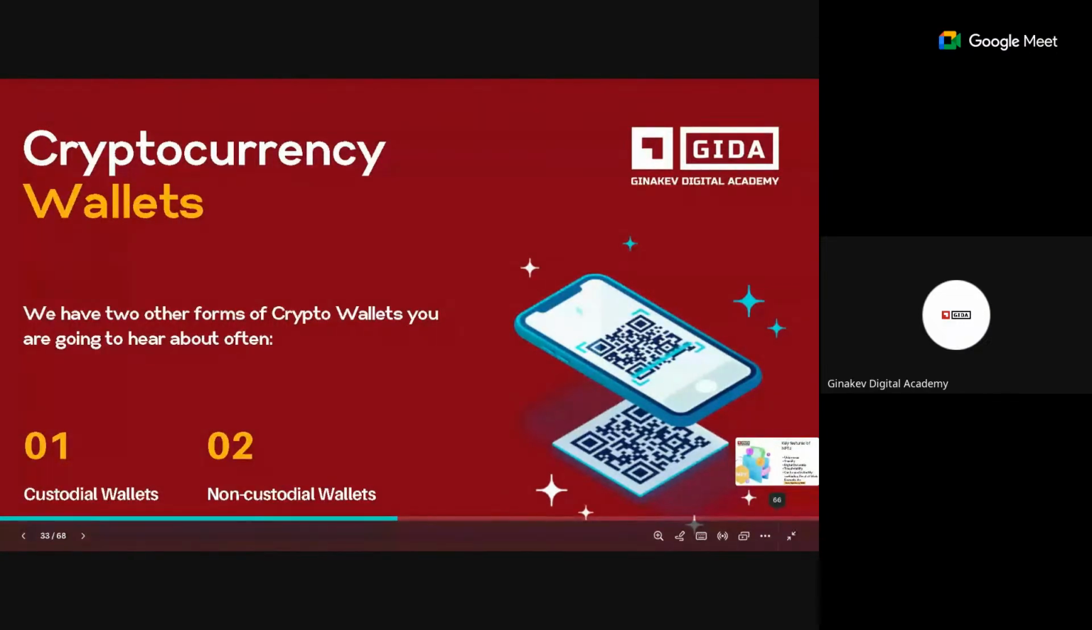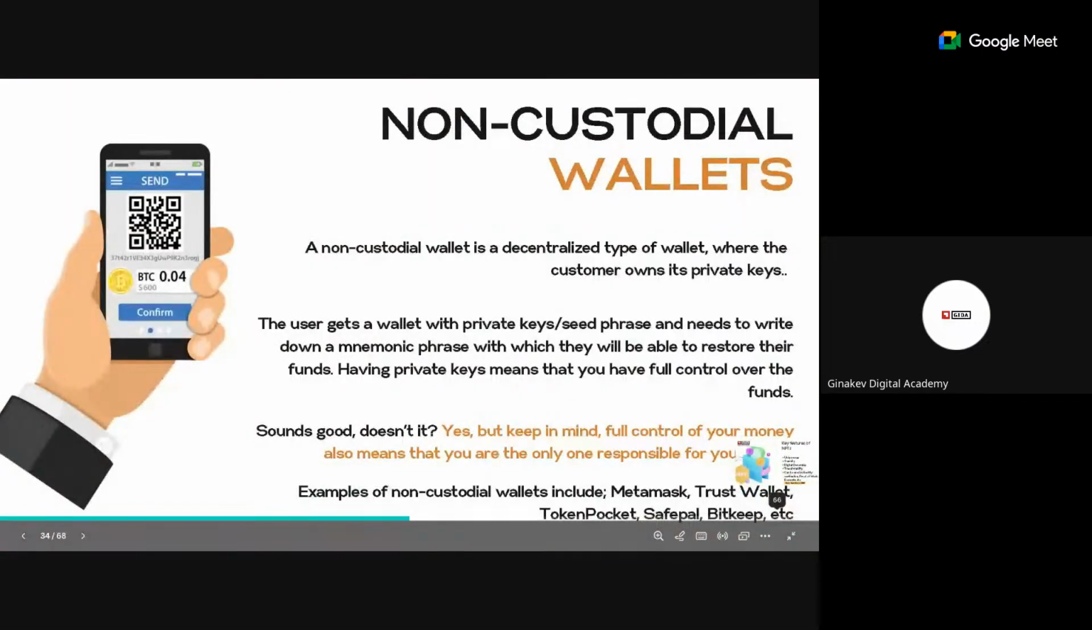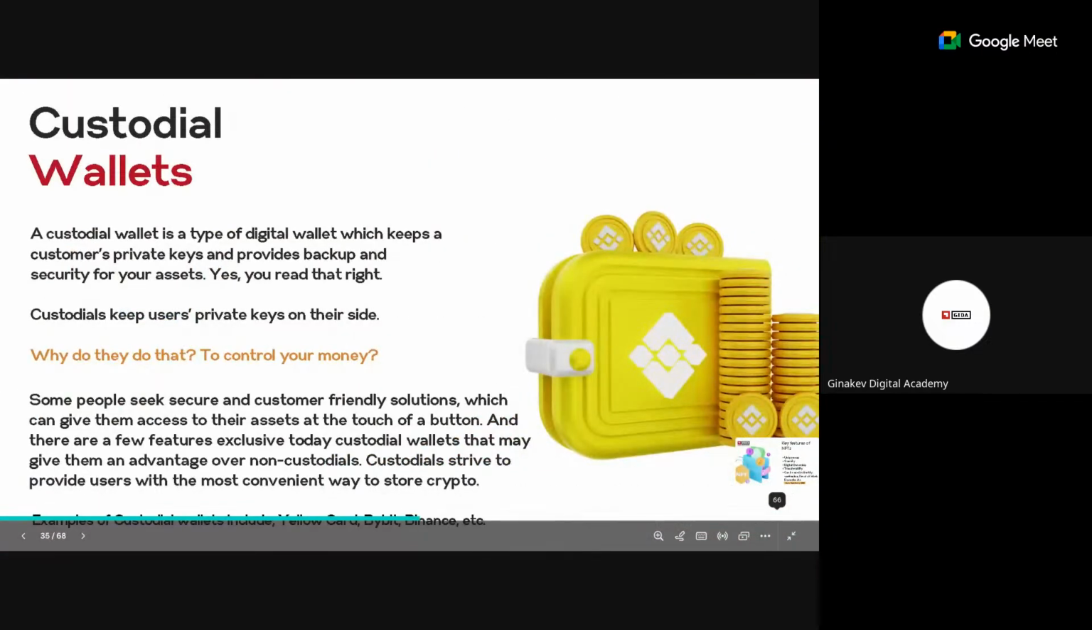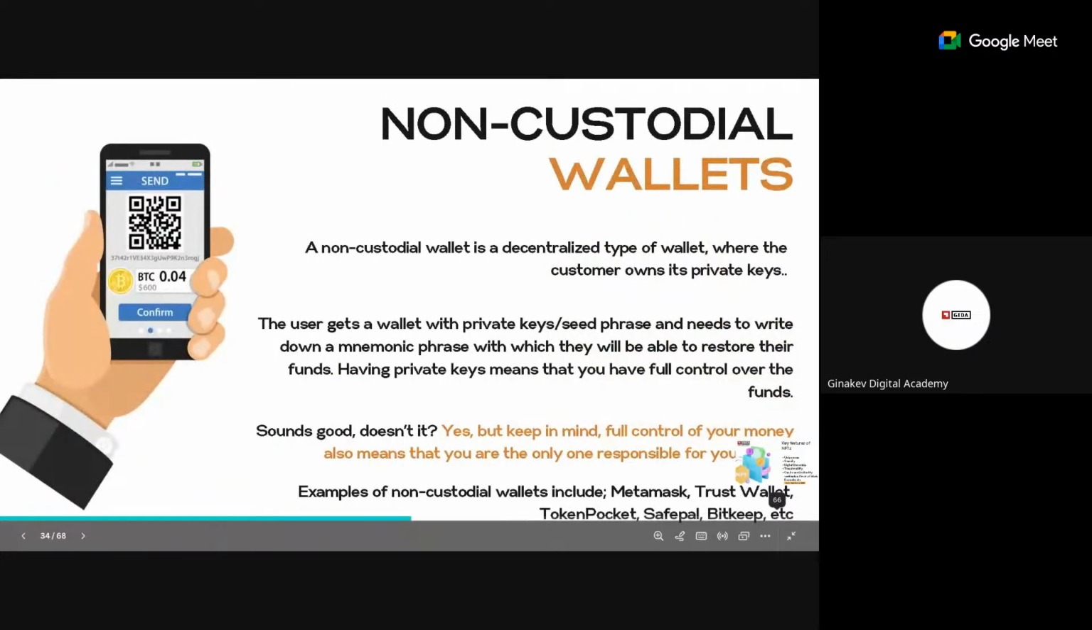For those of you trying to write, custodial wallets and non-custodial wallets. So what are custodial wallets? Okay, let's start from non-custodial, since that's what we have here on the slide. A non-custodial wallet is a decentralized type of wallet where the customer owns its private keys.